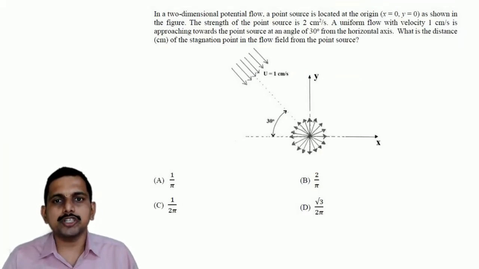In a two-dimensional potential flow, a point source is located at the origin x is equal to 0, y is equal to 0 as shown in the figure. The strength of the point source is 2 centimeters square per second. A uniform flow with velocity 1 centimeter per second is approaching towards the point source at an angle of 30 degrees from the horizontal axis. What is the distance in centimeter of the stagnation point in the flow field from the point source?